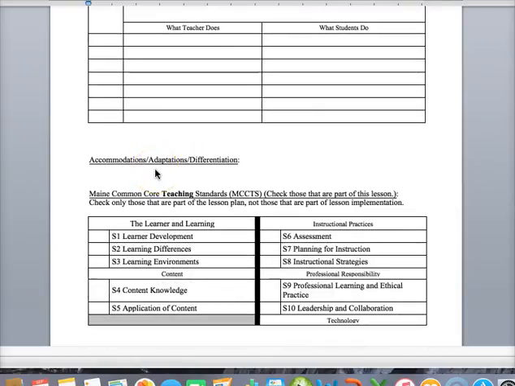What accommodations, adaptations, differentiation will you have to make? Okay, so you have to think about assisting students, all students, not just those with IEPs or 504s, but what adjustments might you have to make? Okay, how will you address varied learning styles and behaviors? How will you group students for instruction? What will you do for absent students?